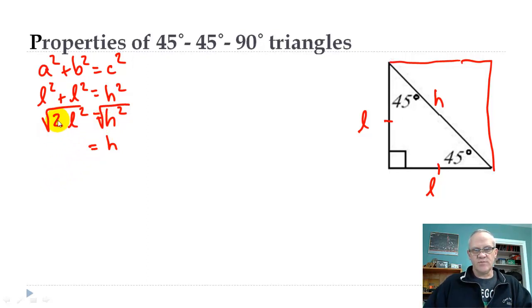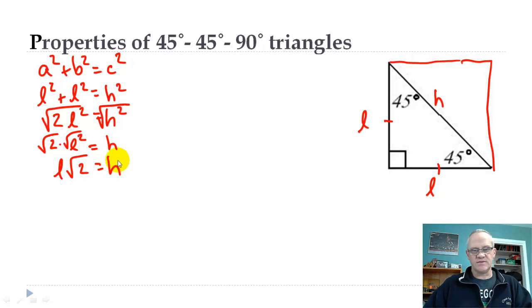And then over here, remember how we could split up when we're simplifying a radical? We could split up and do these separately. So I've got the square root of 2 times the square root of L squared. And then just like what happened here with the square root of H squared, the square root of L squared can cancel out and leave me with just an L. So what I have left here is just that L. The square root of 2, I couldn't simplify.